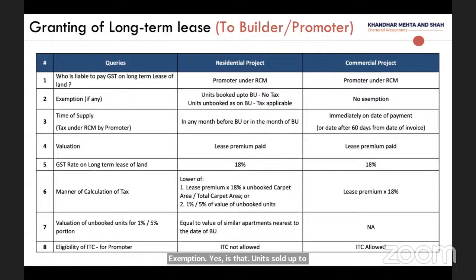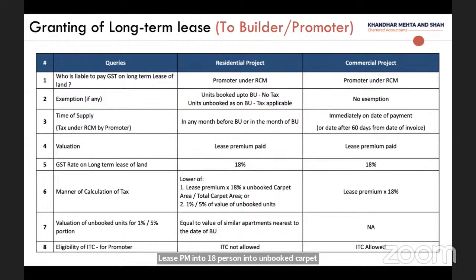If units are sold after the BU, then tax is applicable. Time of supply: any month before BU or in the month of BU. Valuation: lease premium paid proportionate to the unit, and of course 18%. The manner of calculation of tax is also given. It says lease premium into 18% into unbooked carpet area divided by total carpet area.